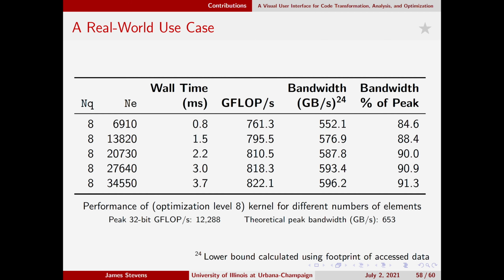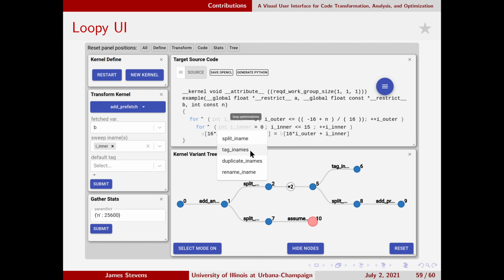And here are the results. What this demonstration shows is that our interface provides the transformation capabilities necessary to produce a highly optimized application kernel, in this case, achieving near theoretical hardware peak. Here is a final screenshot of the user interface.